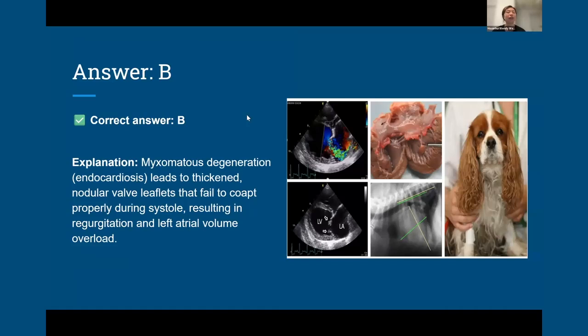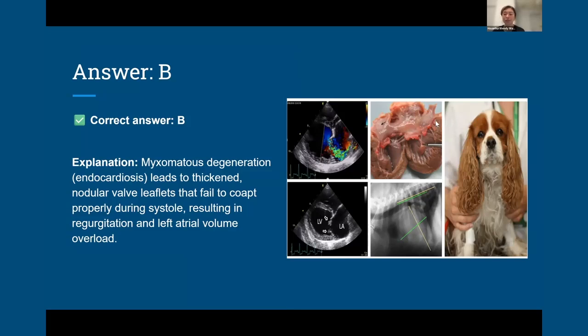So after the process of elimination, you can see that the answer is B, and it's because of the myxomatous degeneration that leads to thickened valve leaflets that fail to coapt properly during systole, so that results in regurgitation and therefore left atrial volume overload, causing the cough and causing the mild exercise intolerance. So I want everybody to remember this is our poster child of mitral valve disease. And then just to remember that this is the degenerating mitral valve.